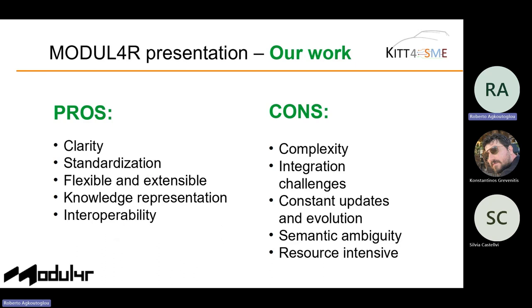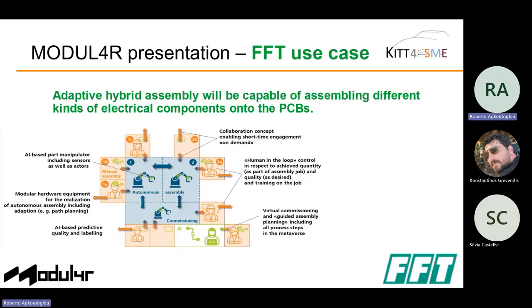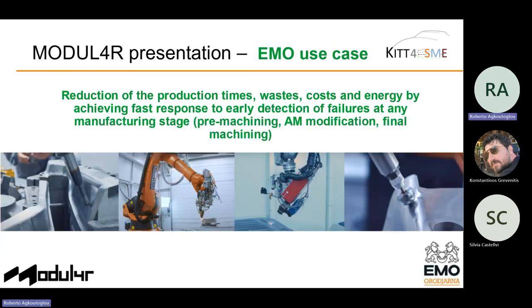This will apply to our three use cases, the pilots that are involved. The first is FFT, a producer of printed circuit boards that needs several manual steps in the production line and aims to diminish the human effort while cutting down costs and production time. Then we have EMO, an industry that creates tools for automotive, aeronautical, and aerospace industries. Their aim is to detect failures in the production steps as early as possible.